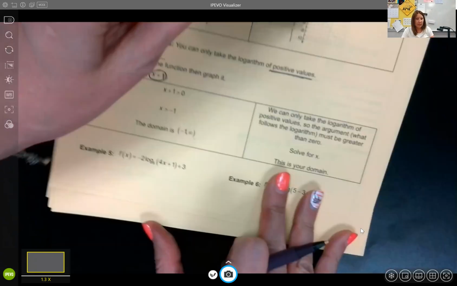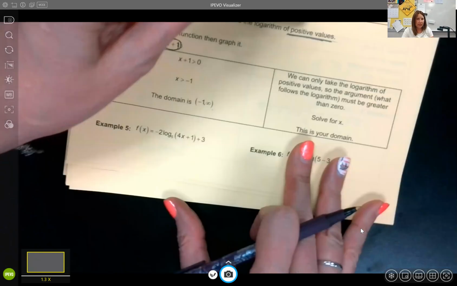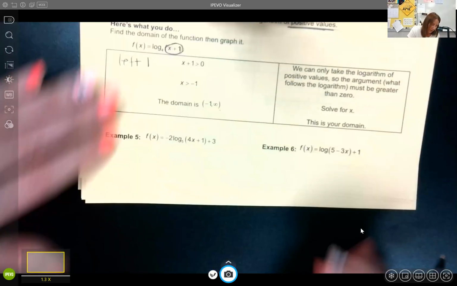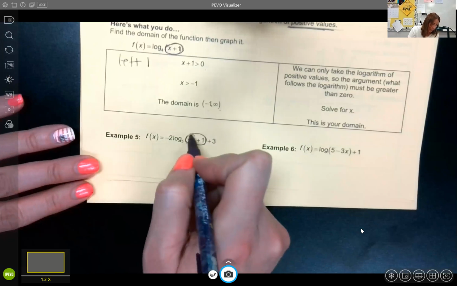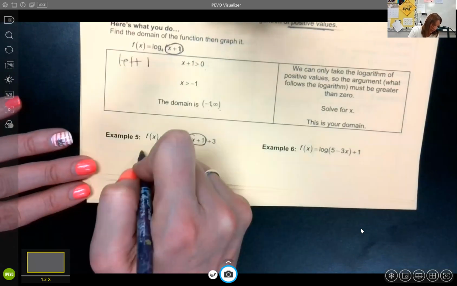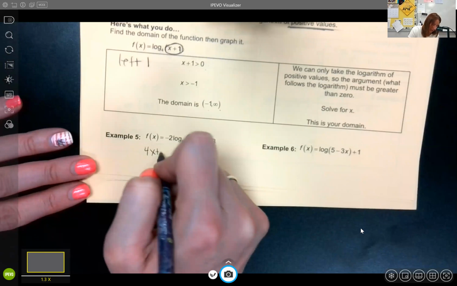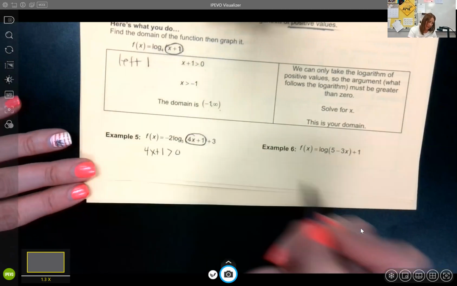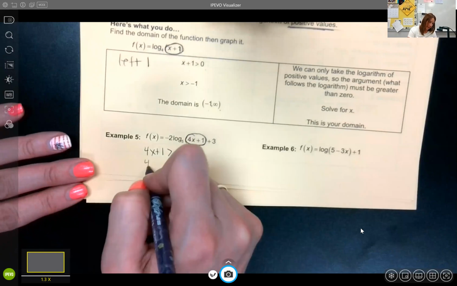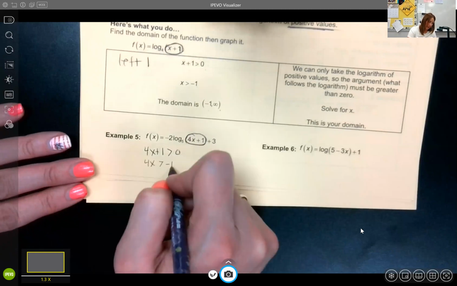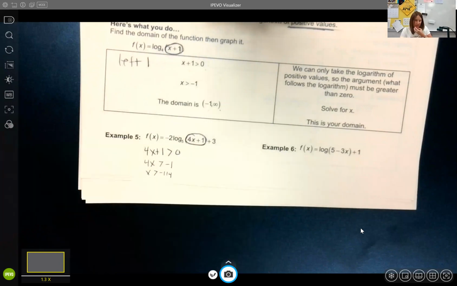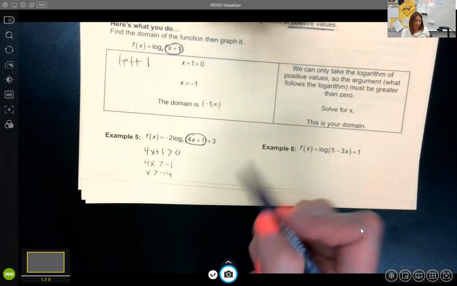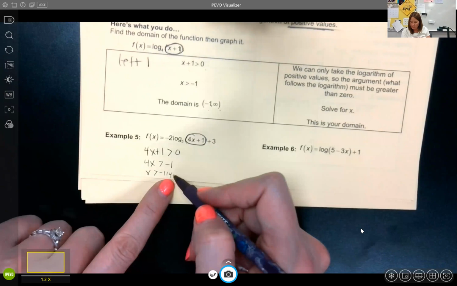We have a couple of examples where we do this, where it has a little bit of algebra involved. So I just want to look at this right here, and I want to set that 4x plus 1 has to be greater than 0. Okay, so if I solve that, I get 4x is greater than -1, and then x is greater than -1/4. So x is greater than -1/4 is going to be the domain.